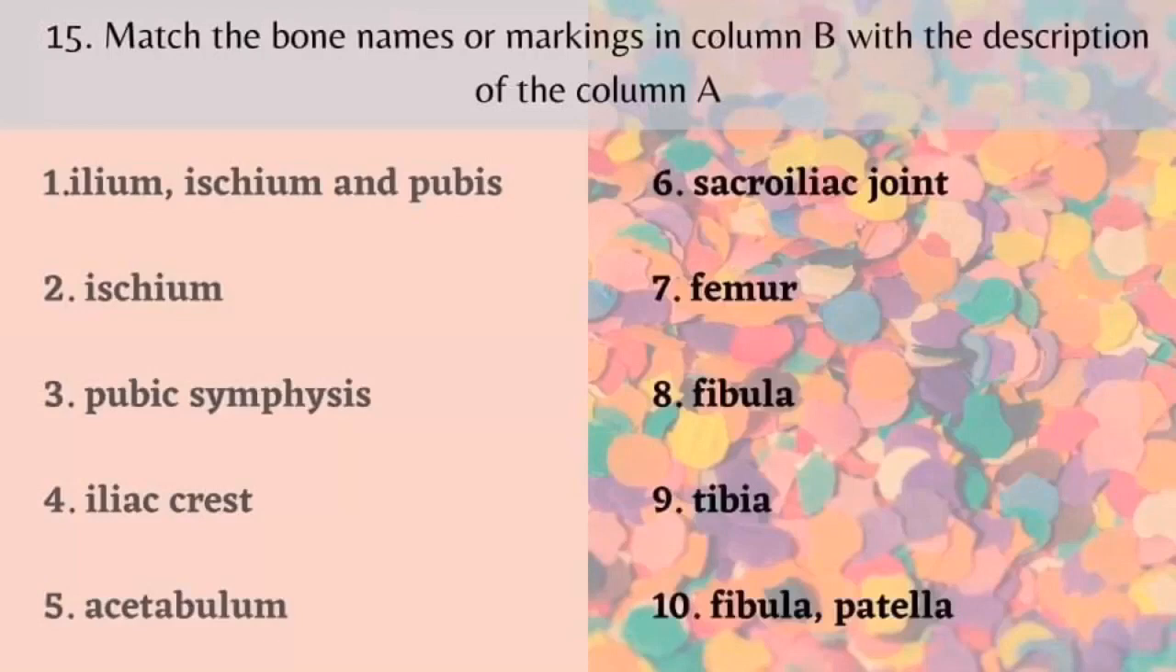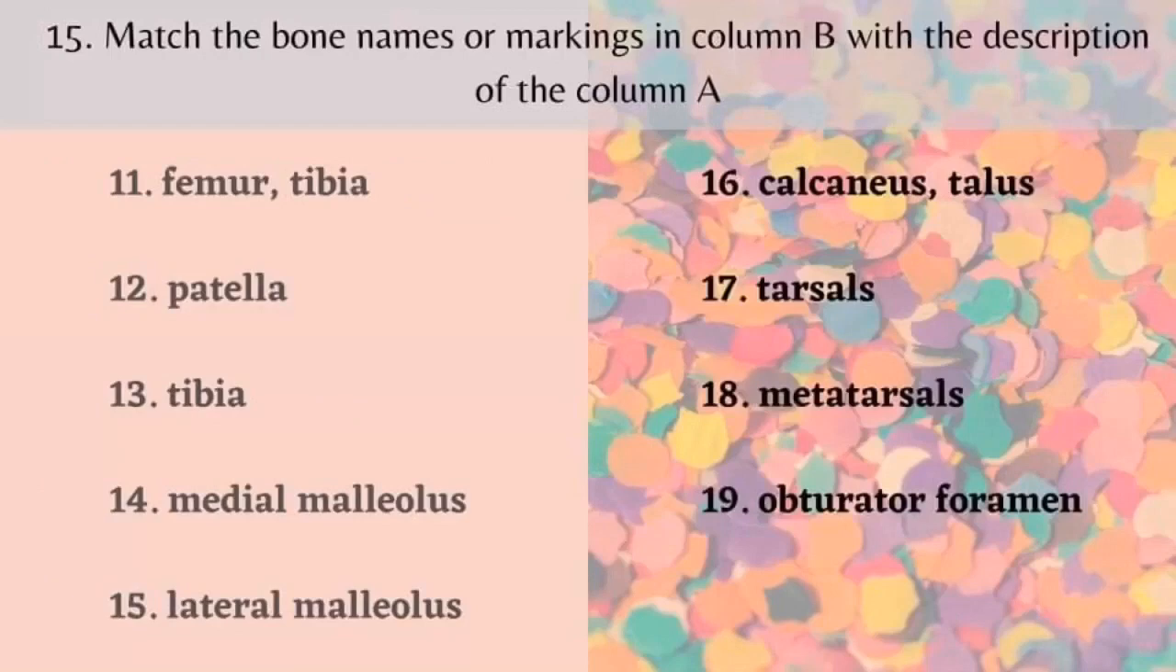Our answer is tibia. Number 10, bones forming knee joint. Our answer is fibula and patella. Number 11, point where the patellar ligament attaches. Our answer is femur and tibia. Number 12, the kneecap. Our answer is patella. Number 13, the shin bone. Our answer is tibia. Number 14, medial ankle projection.